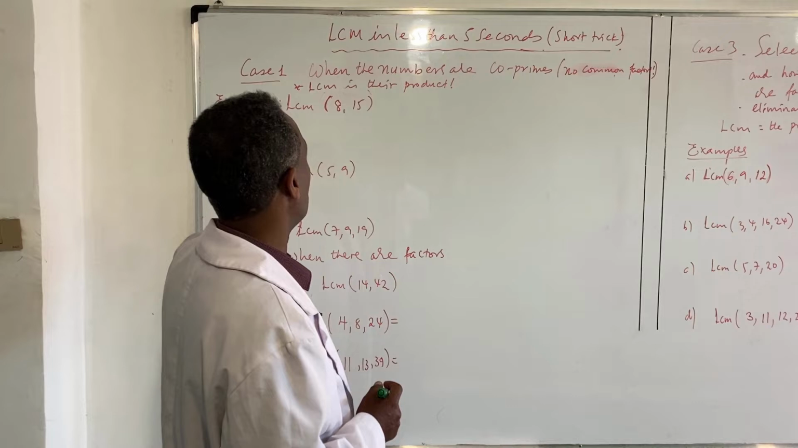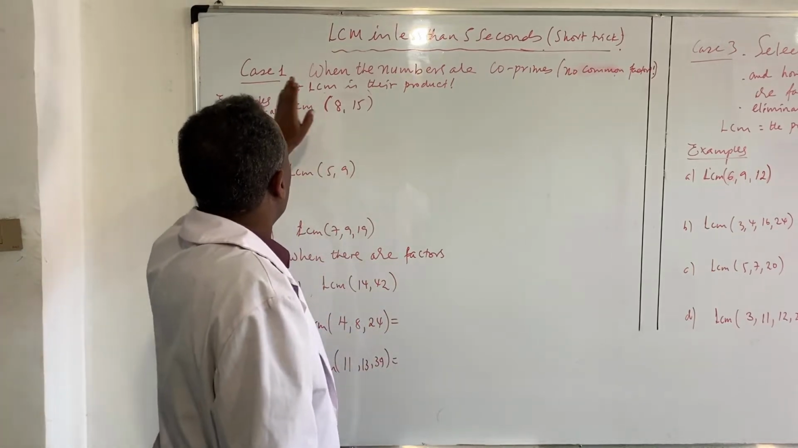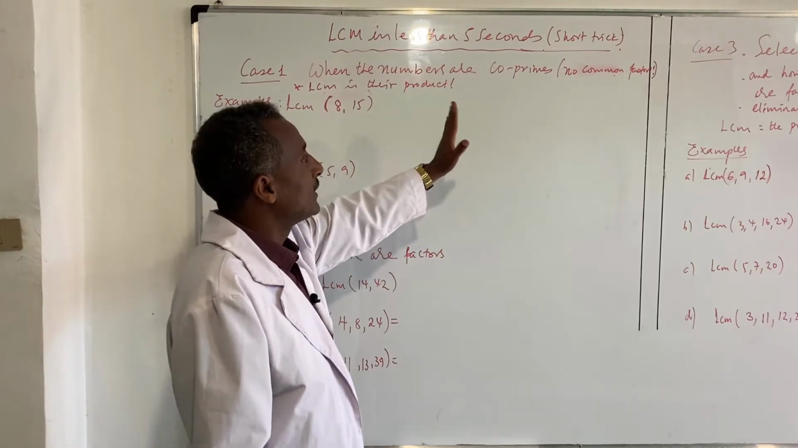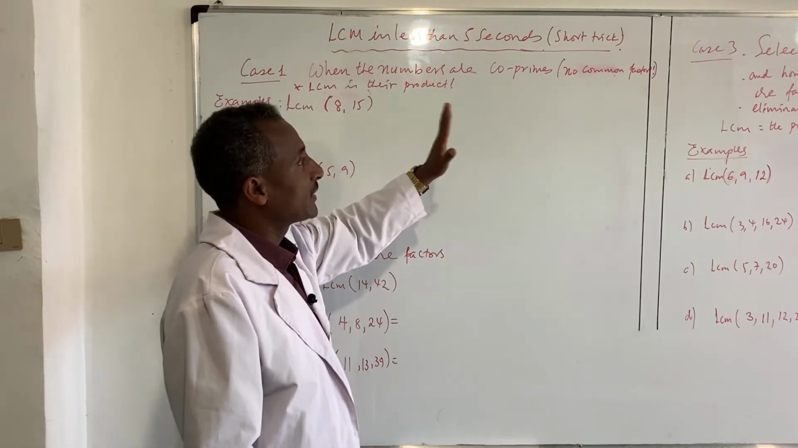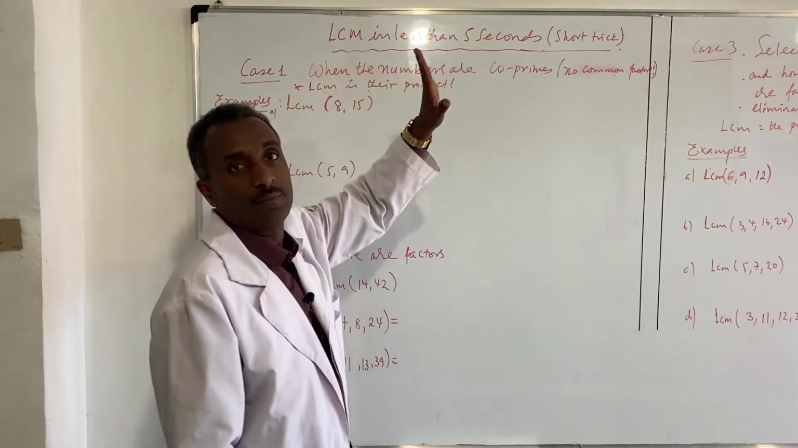አድርገን ማወቅ እንችላለን የሚለውን ነገር ነው። So we have some cases. Case 1, when the numbers are coprimes or they are relatively prime, when they have no common factor. Common factor ሳይኖራቸው ሲቀር simply their LCM is their product.